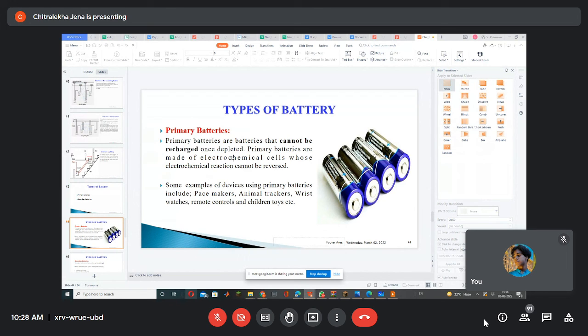Why? Because primary batteries are made up of electrochemical cells whose electrochemical reactions cannot be reversed. These primary batteries are used in pacemakers, animal trackers, children's toys, remote controls. Now coming to the secondary batteries.